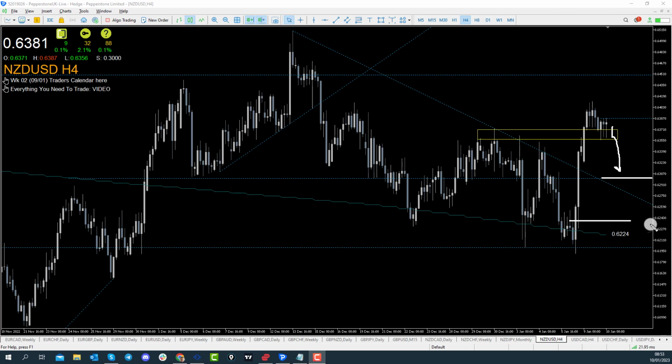However, I do like the demand back down at 0.62, because this is where those buyers have got involved already. So if we were to break to the downside, I would be more inclined to wait for price to come back towards the 0.62 before looking for another opportunity long.